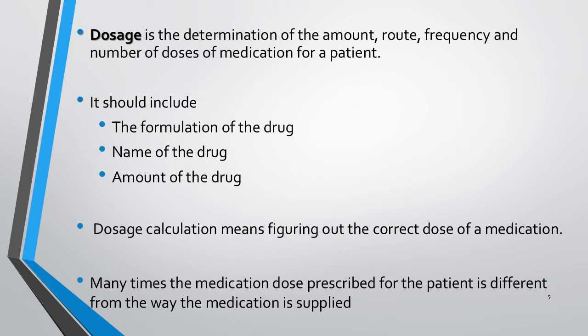The dosage of a drug is the determination of the amount, route, frequency and number of doses of medication for a patient. Dosage calculation includes the formulation, name and amount of the drug. Dosage calculation includes calculating the number of dosages, dispensing quantities and ingredient quantities in a correct way. This calculation is performed in the nurses' station on a daily basis. The nurses must have full working knowledge of how to perform this calculation.